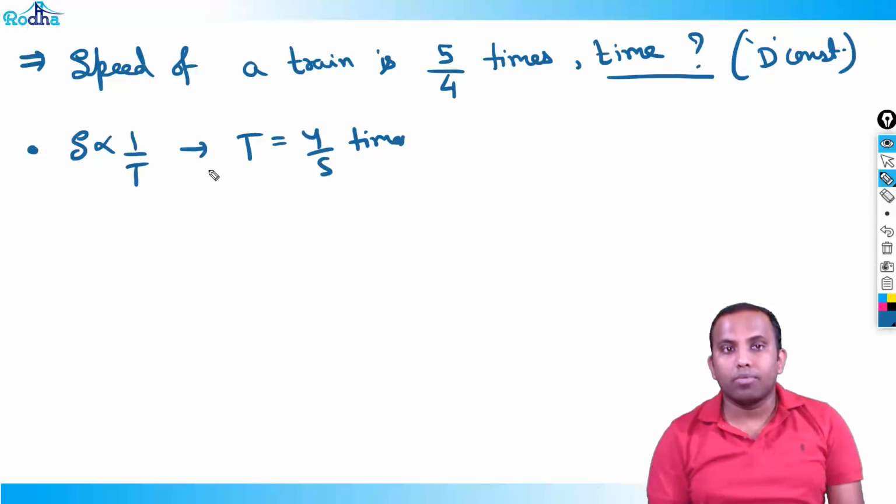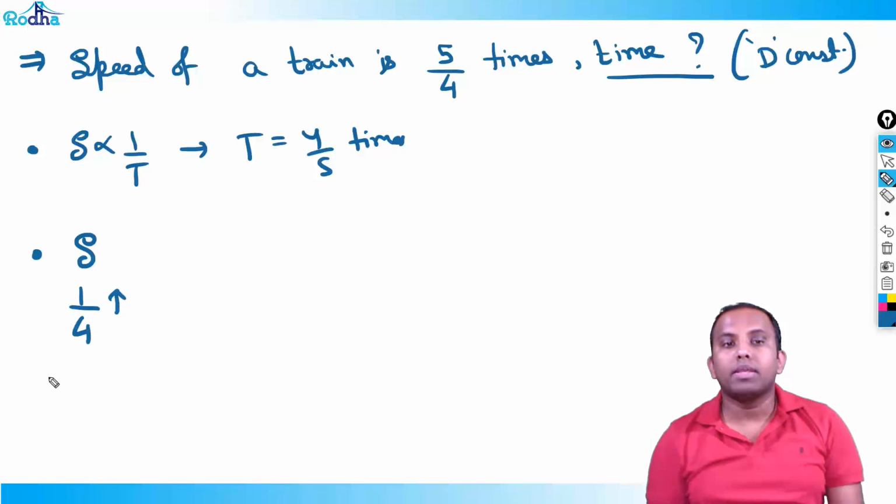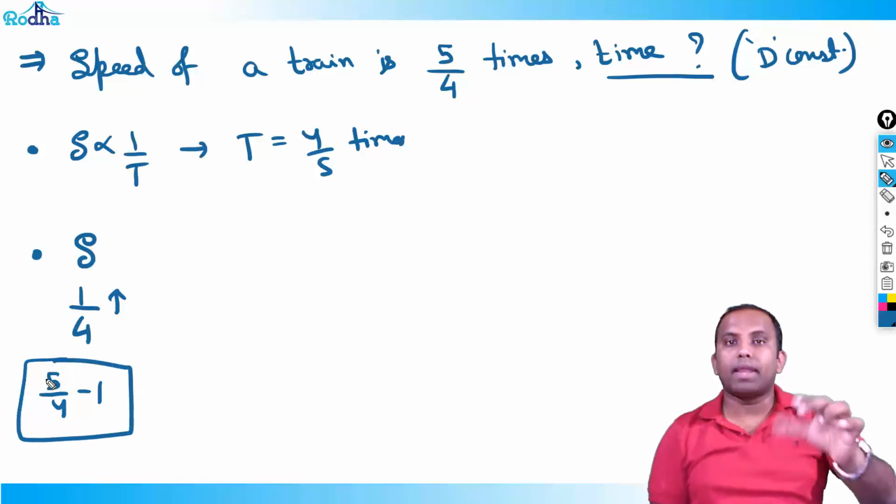So you can observe this, right? If the speed of a train is 5 by 4 times, what is the increase in speed? Speed of a train has become 5 by 4 times, right? What is the increase in speed? I can say speed has increased by 1 by 4. How to get this 1 by 4? This 1 by 4 is nothing but 5 by 4 minus 1. Always take the difference from 1, right? This 1 is the multiplying factor.